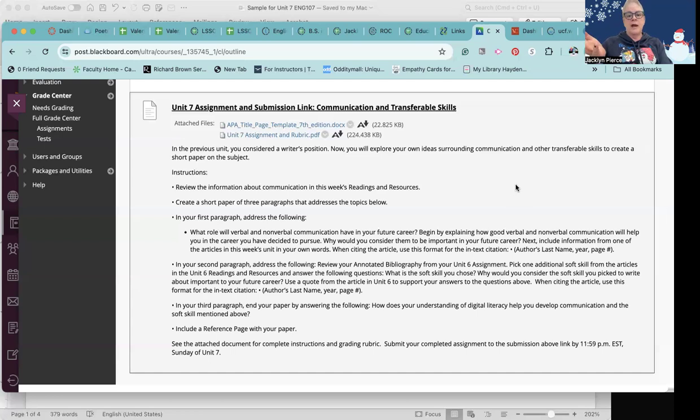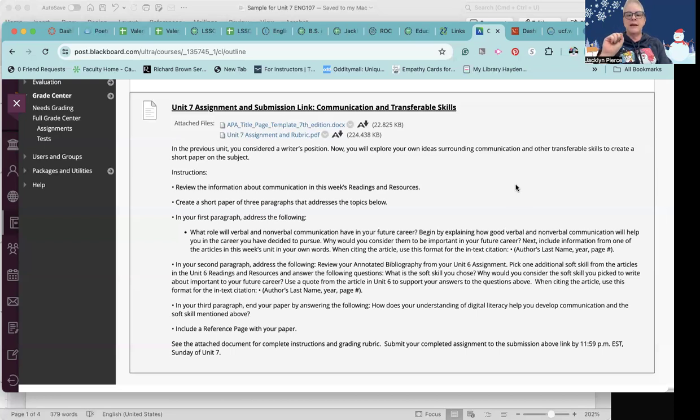When you paraphrase from a source, you still have to give a citation to show where that information came from. So when you cite the article, your format for the in-text citation will be the author's last name, the year, and page number, if that is available. If you can see an original page number on the page when you read it, you use a page number.